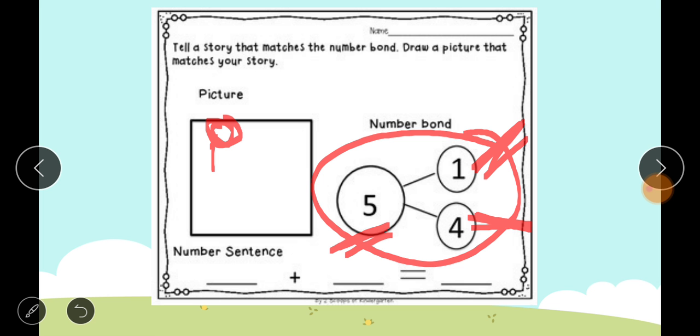And then my mom gave me 4 more lollipops. That's a story. You can just form your own story too. So I'm drawing a picture for the story to help me in adding. So how many lollipops did I get all together? I got 5 lollipops. So I'll write out my number sentence. 1 plus 4 equals 5. Beautiful. That's it.